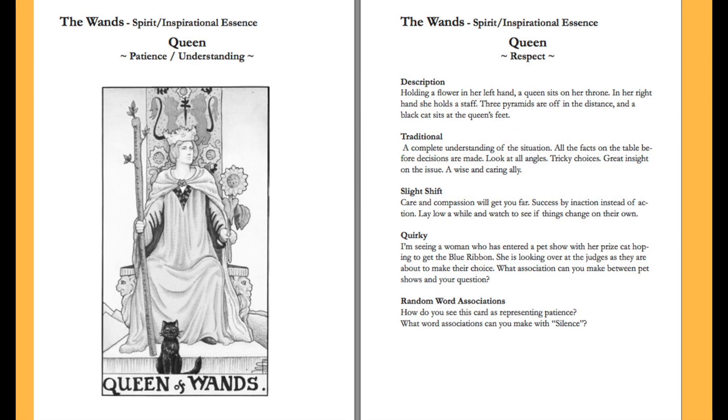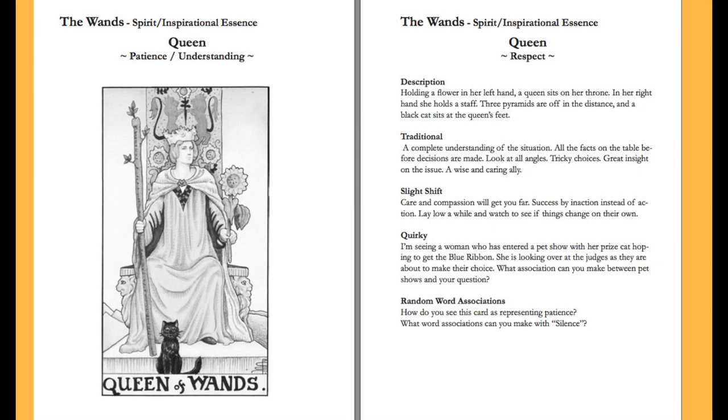So I'm seeing this woman who has entered a pet show with her prize cat, hoping to get the blue ribbon. She is looking over at the judges as they are about to make their choice. What associations can you make between pet shows and your questions? Or you could even look and say, well, pet supplies in your question. Anything to do with pets in your question.